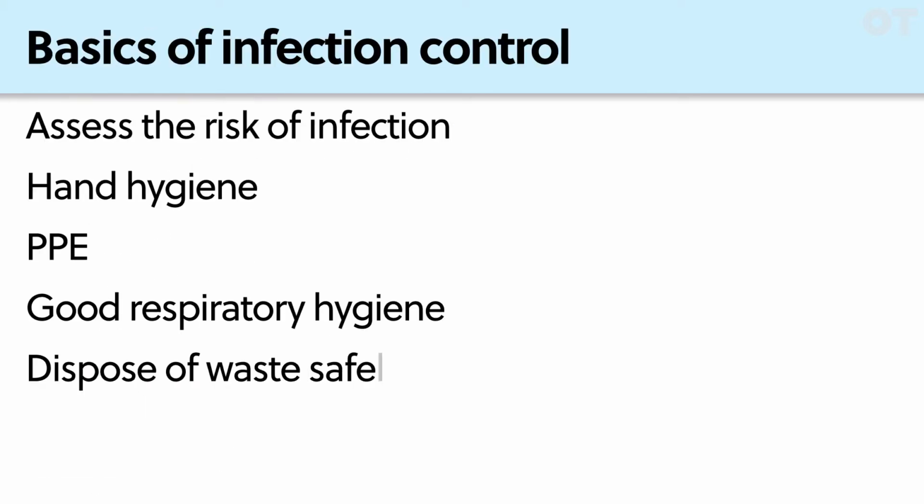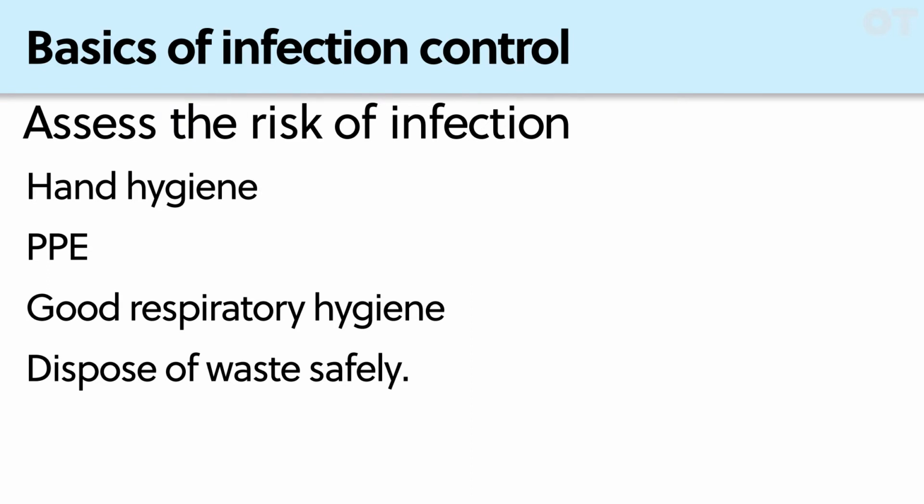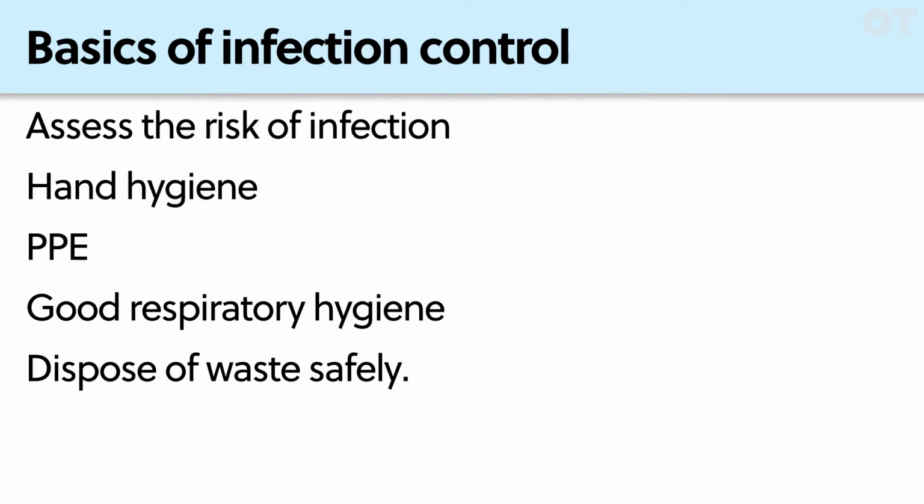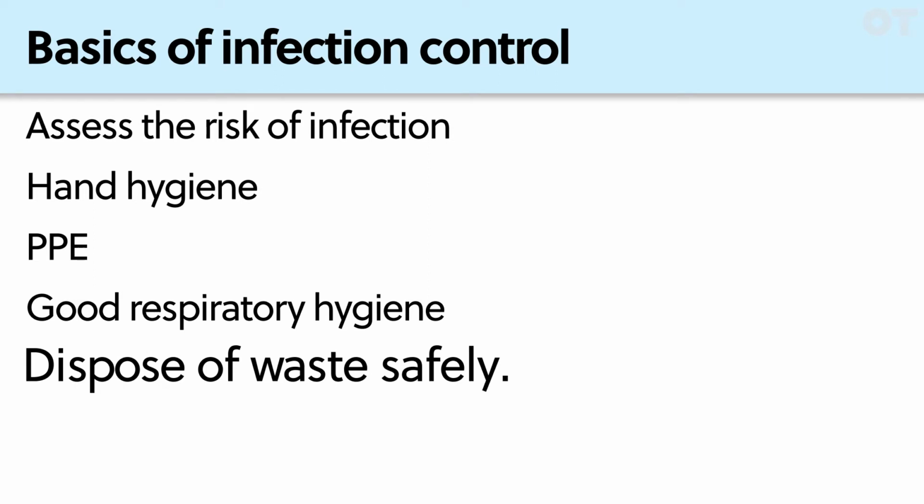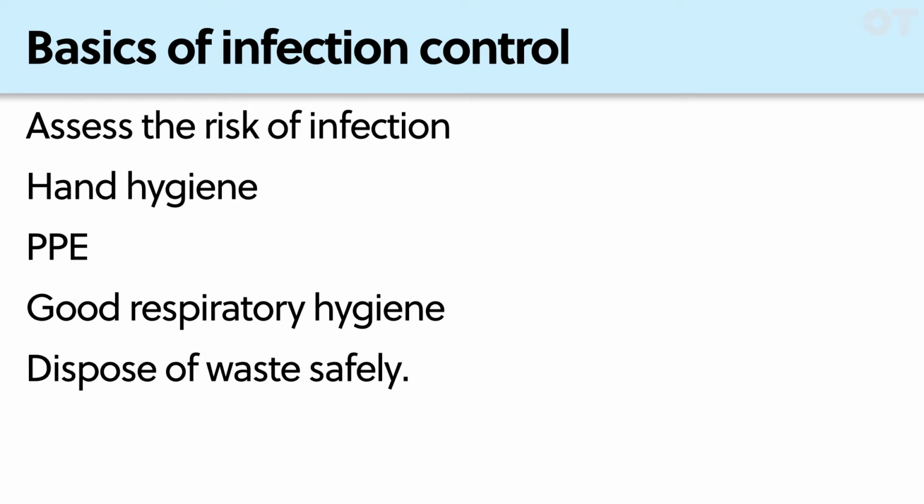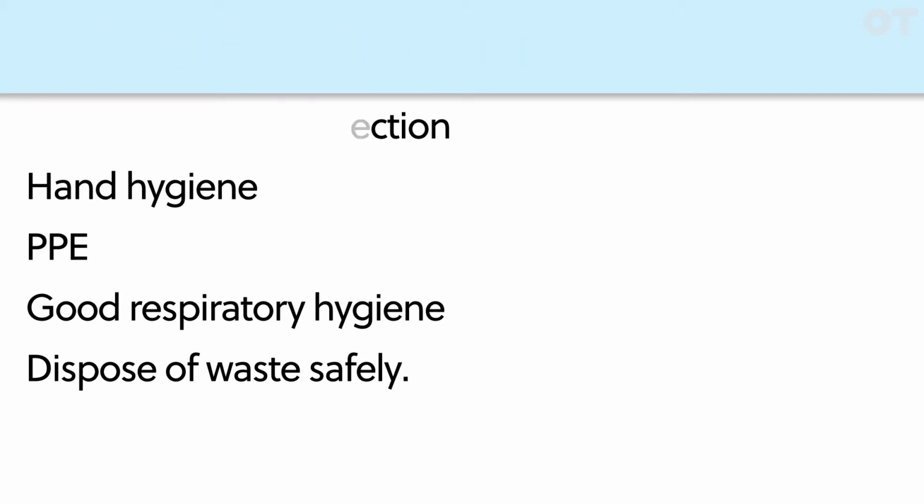So if we turn to the basics of infection control first of all, we can see that there are really 5 areas: assessing the risk of infection, hand hygiene, PPE, good respiratory hygiene, and disposing of waste safely. And hopefully we're all very good at these things now, but I think it's worth just reinforcing what we should be doing just to make certain that those bad habits haven't crept in.